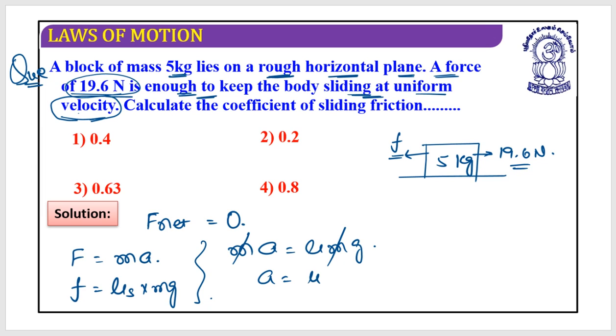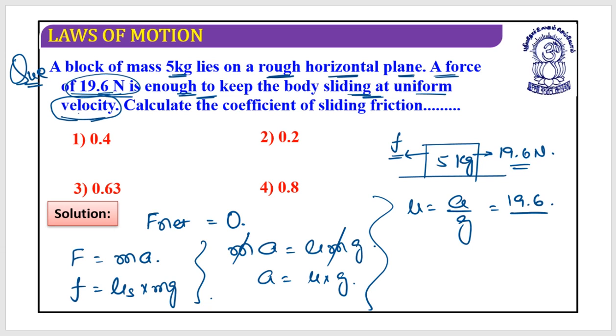And a could be written as mu into g. Now what I want is mu. So mu should be equal to a divided by g. Acceleration is not given, but force and mass both are given, so it is sufficient.